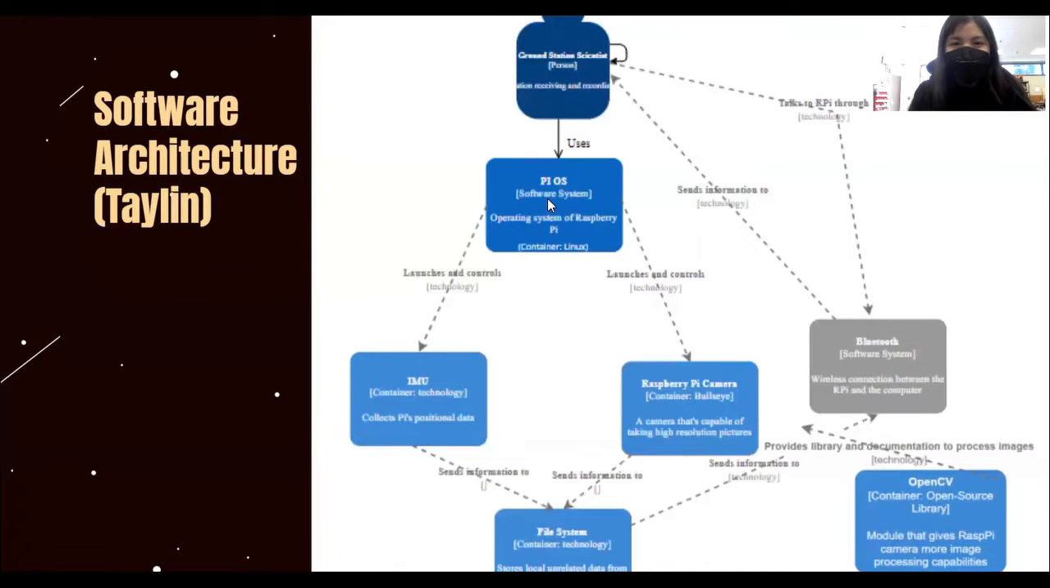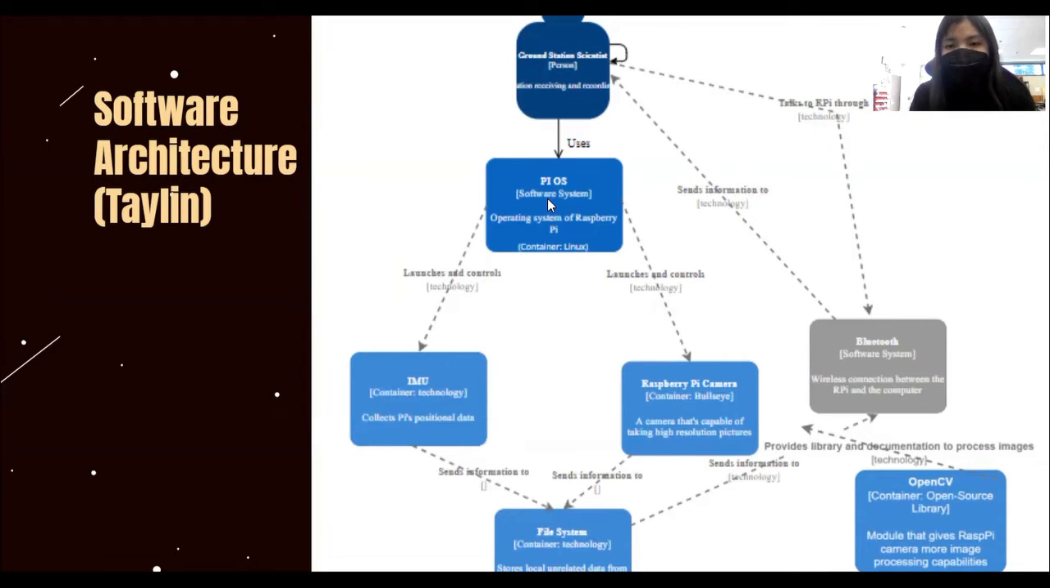This is our software architecture. From the ground station, we're gonna access our Pi through Bluetooth. And our Pi uses PiOS, which launches and controls both the IMU and Raspberry Pi camera, which will send data to our file system.